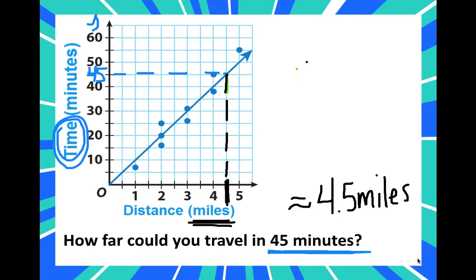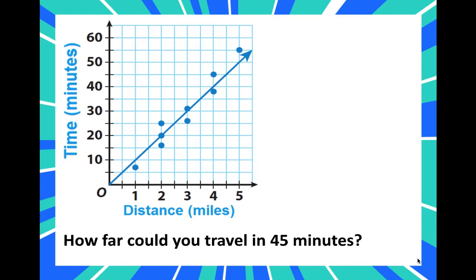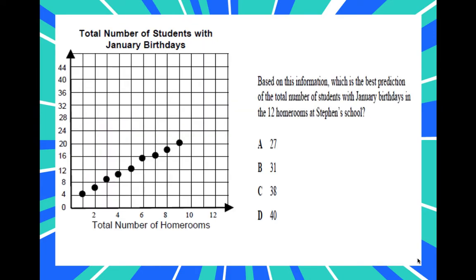All right, so now we're going to go to somewhere you need to draw the line. All right, so I can't remember if this was an old STAR question or an old unit test question that I pulled it from. But this was a test question 1 year. So it's the total number of students with January birthdays. All right, and it says, based on this information, which is the best prediction of the total number of students with January birthdays in the 12 homerooms of Stephen's school?